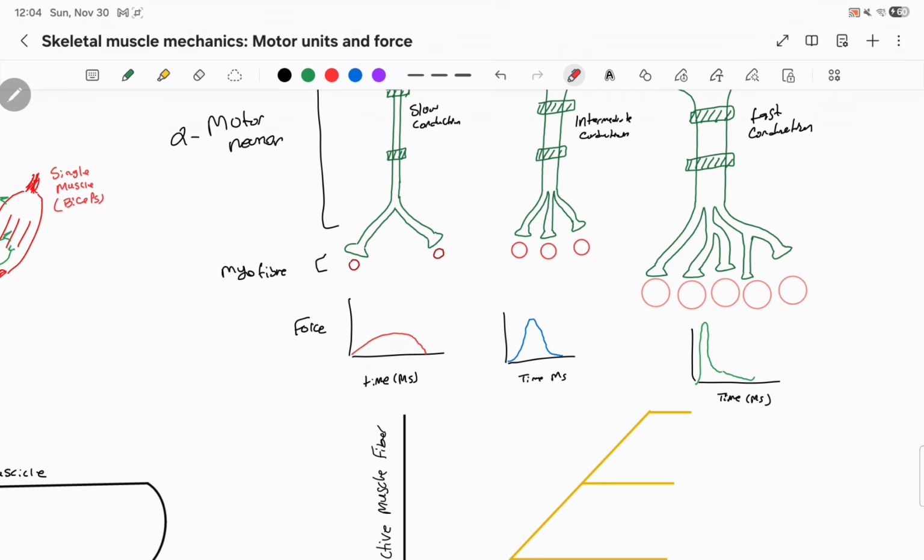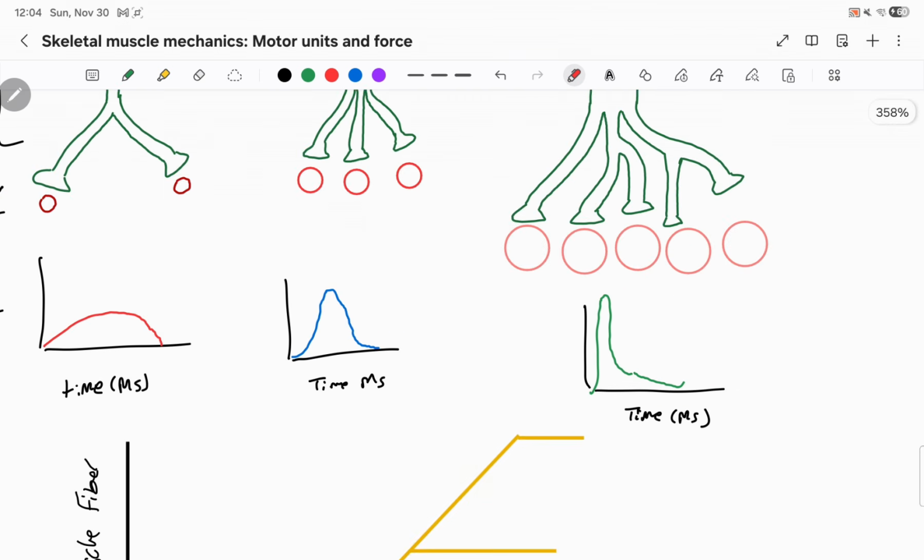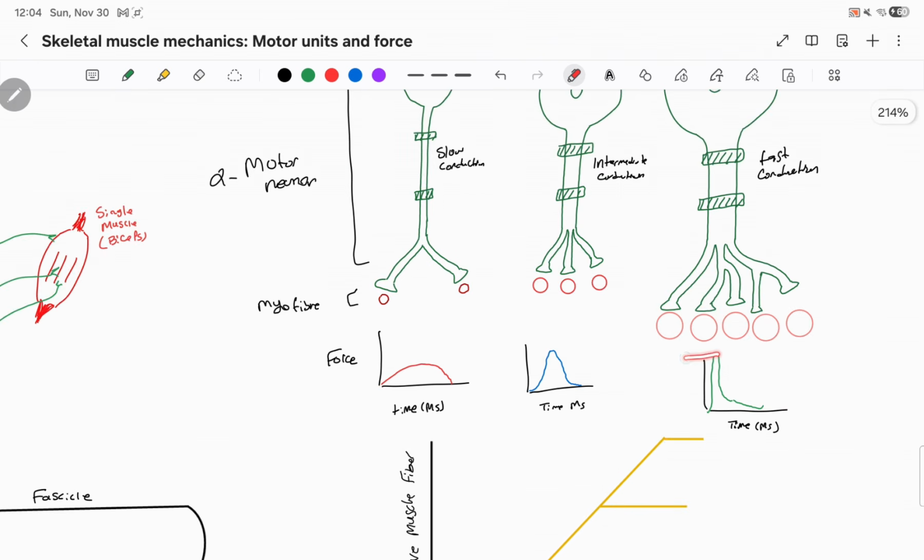And so if the twitch duration is smaller, the type 2A would be somewhere around 40 to 70 milliseconds. So the entire twitch for a type 2A lasts around 40 to 70 milliseconds. Again, these are ranges. And for the type 2X, you see the biggest increase in force, okay? And again, this tracks with the myofiber size. And you can see the fastest contractile kinetics in a single twitch. And this will be, for example, 20 to 40 milliseconds, okay?